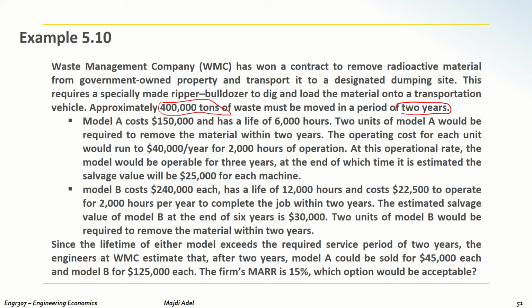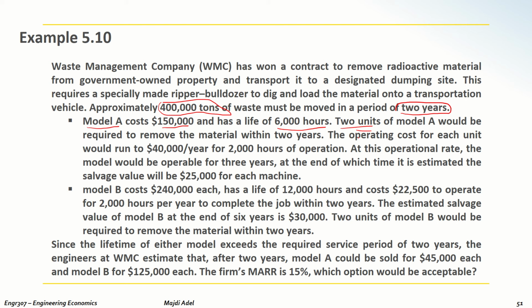Now the options that they have. They have model A machine. It will cost them $150,000, and it has a life of 6,000 hours. They need 2 units of model A to be able to remove the 400,000 tons in 2 years.